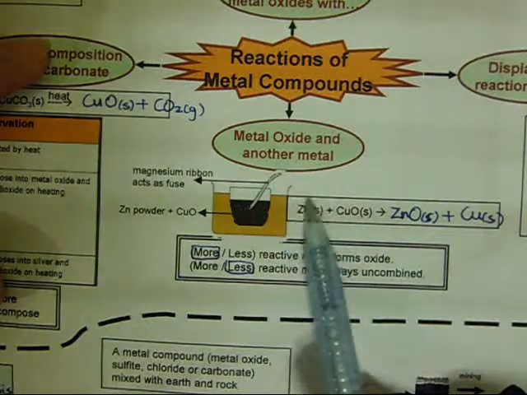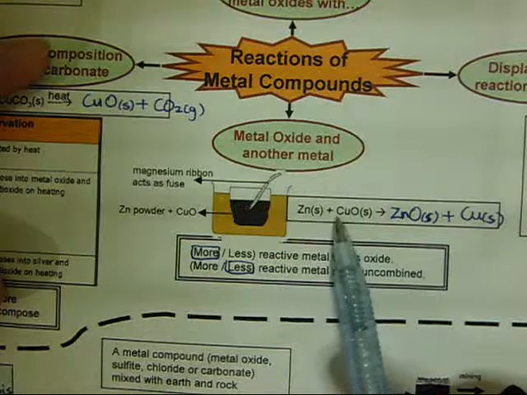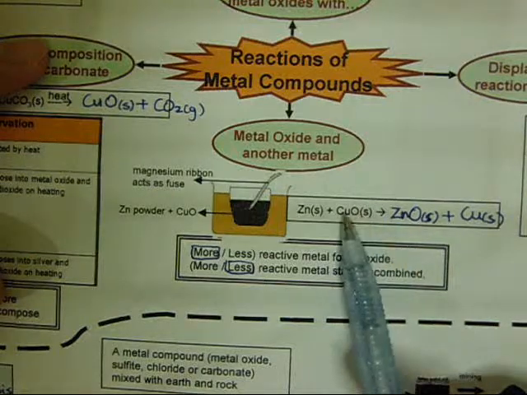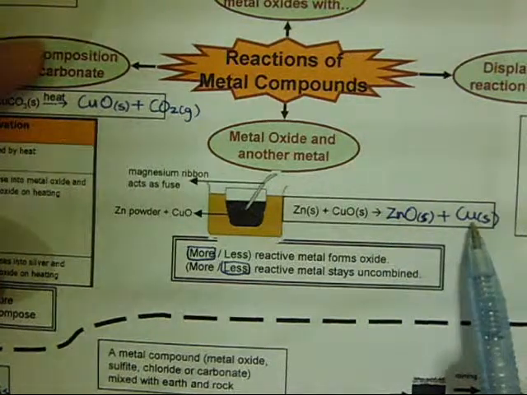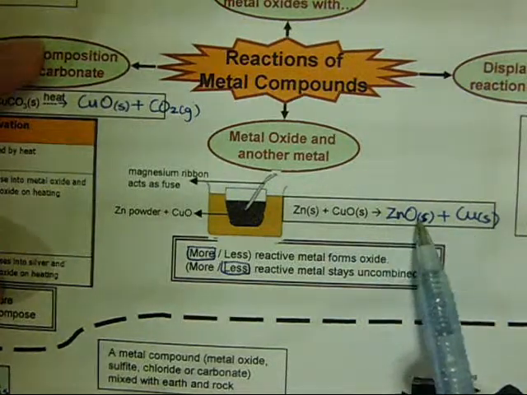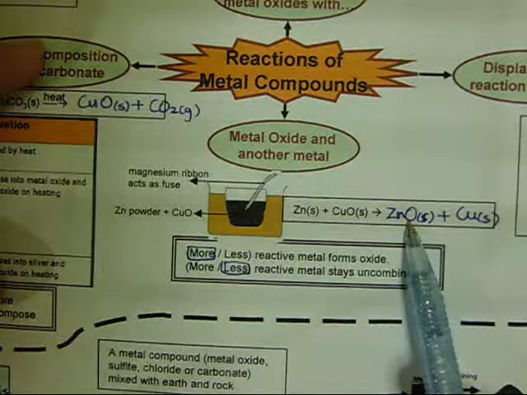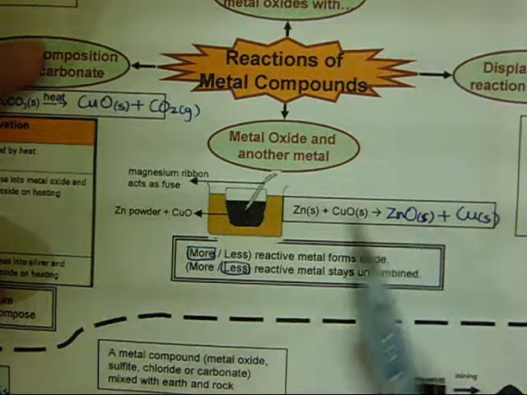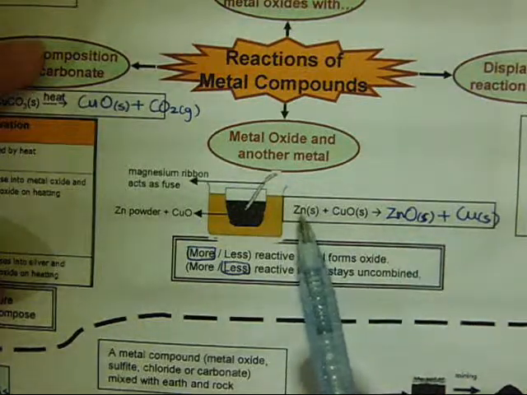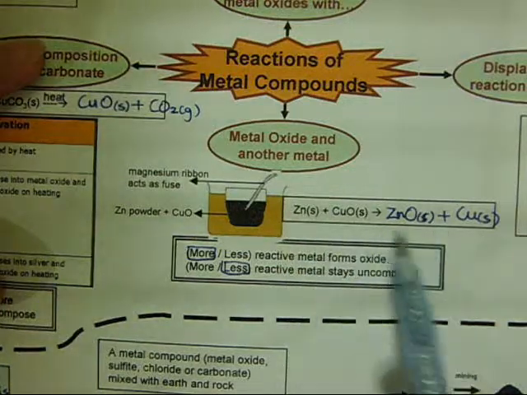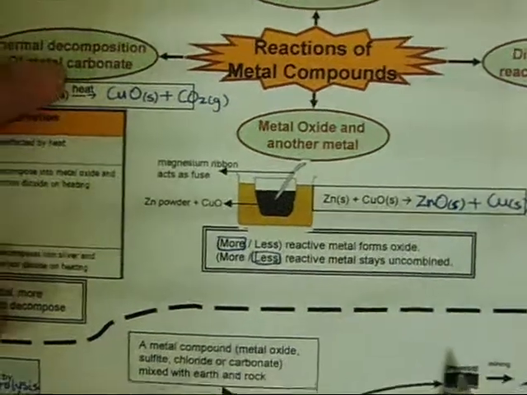So when zinc is more reactive, it would displace, or kick out, copper from copper 2 oxide. Copper will be left alone, and then the zinc will combine with the oxygen to form zinc oxide. This is similar to the displacement reaction. You have to compare the reactivity of the two metals in order to predict the products that will be formed.